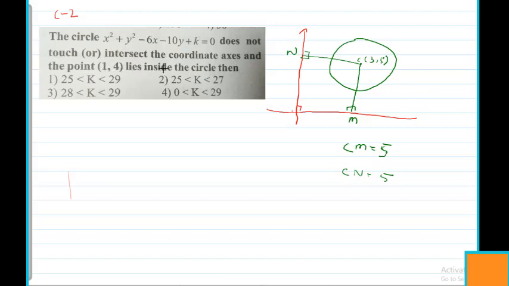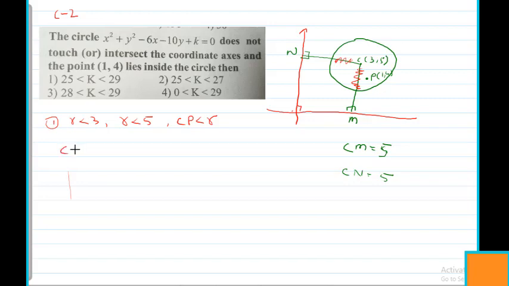The next condition is that (1, 4) lies inside the circle, somewhere say point P (1, 4). I want to write the conditions. What is the condition? This is the radius of the circle. This radius should be less than 5. This is the radius of the circle. This radius should be less than 3. So condition 1: r should be less than 3. Condition 2: r should be less than 5. Condition number 3: CP is less than r. By using these three conditions, we want to find the k value.